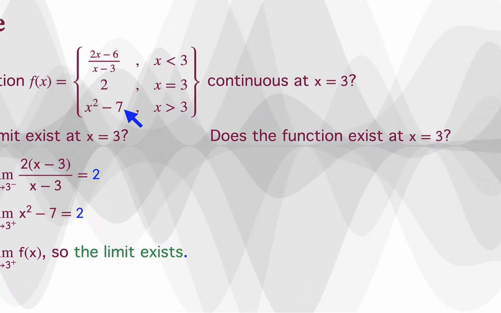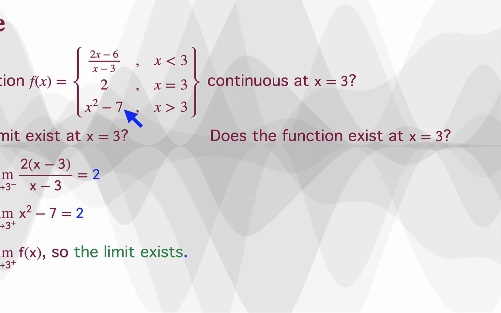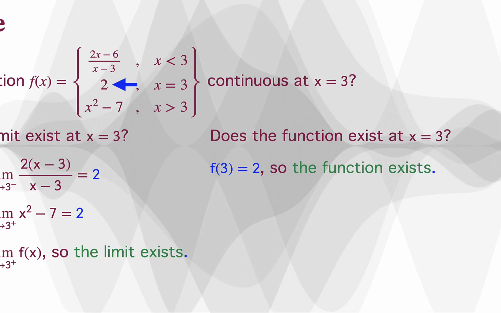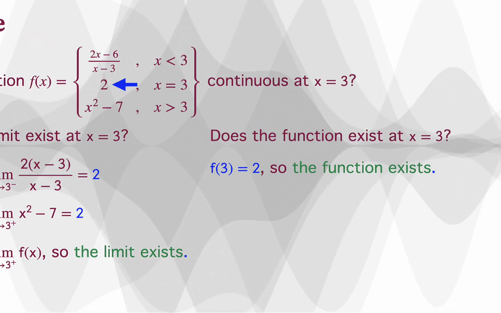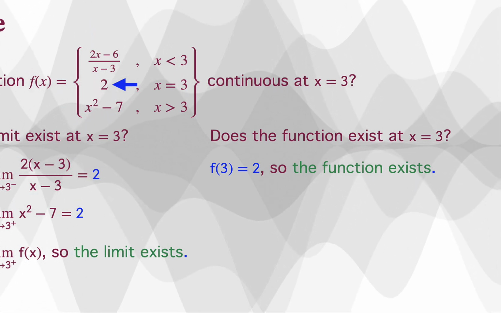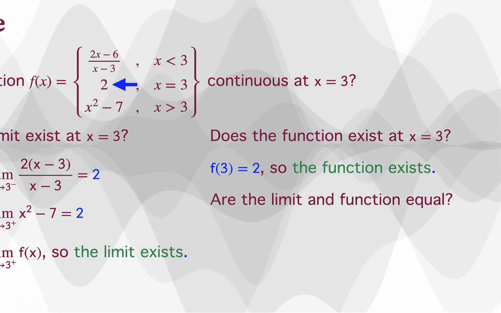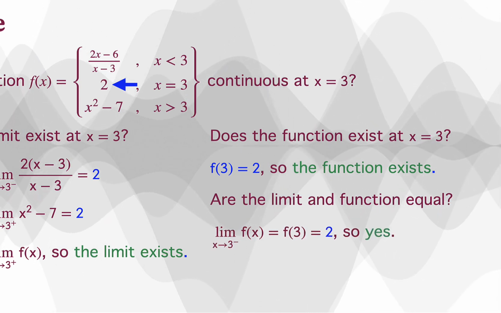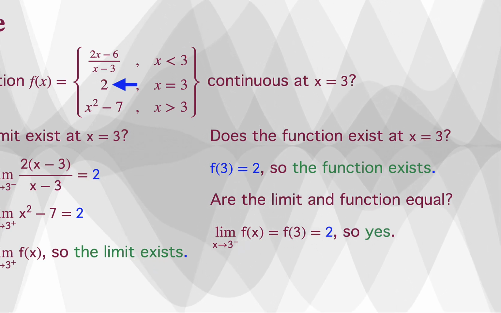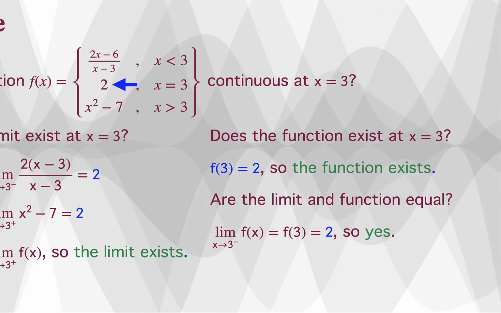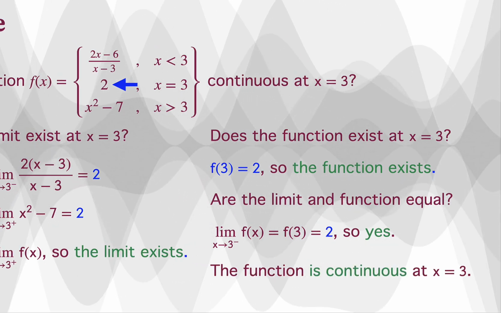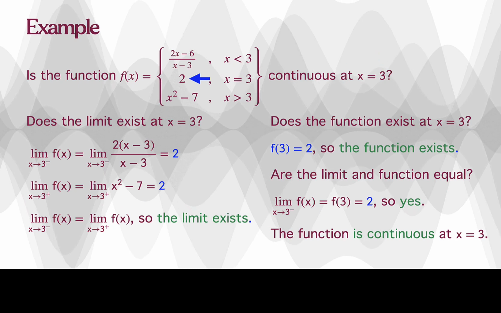I need to figure out whether the function exists at x equals 3. So I need to look at the middle piece, because that's the only piece that's being used if x equals 3. So this is defined. F of 3 is actually equal to 2, so the function does exist. And now the last condition is, are the limit and the function equal to each other? Well, the limit was equal to 2 and the function was equal to 2, so yes, the limit and the function are equal to each other. That's the final condition to show that the function is continuous at x equals 3. So yes, I can say that the function is continuous at x equals 3.